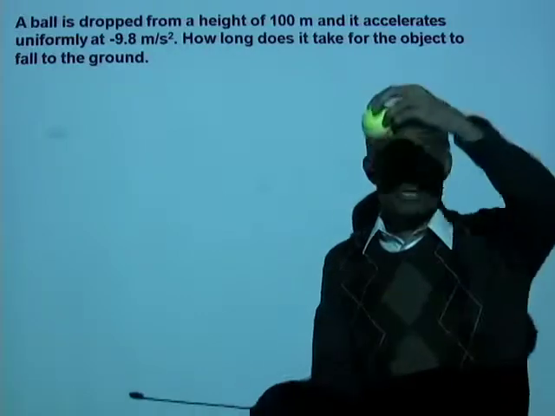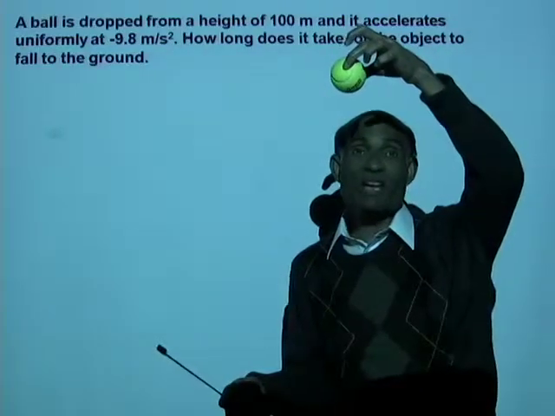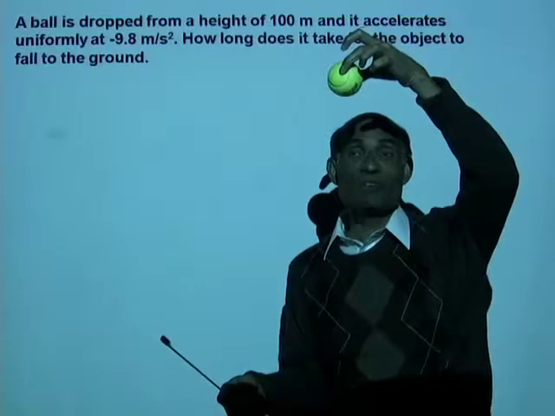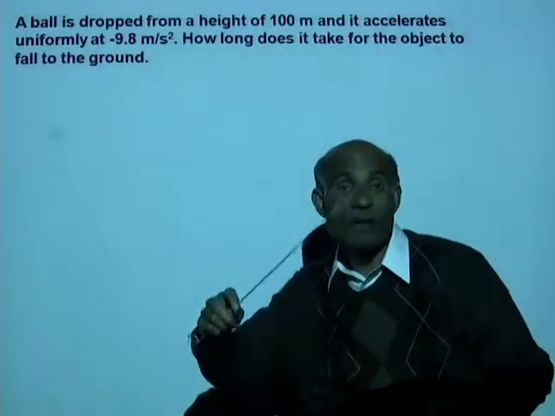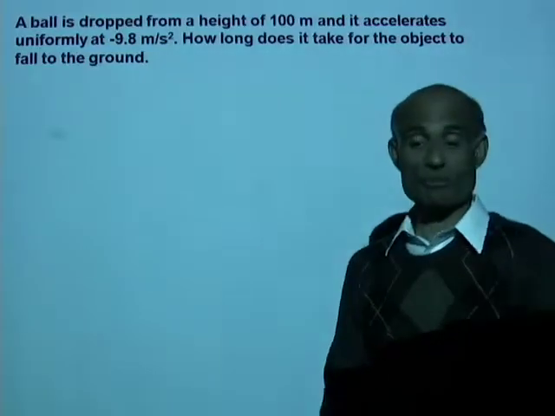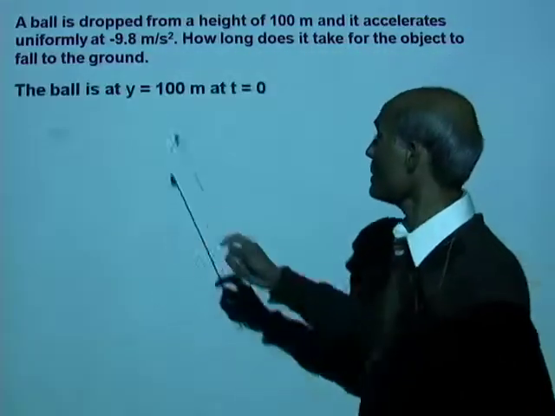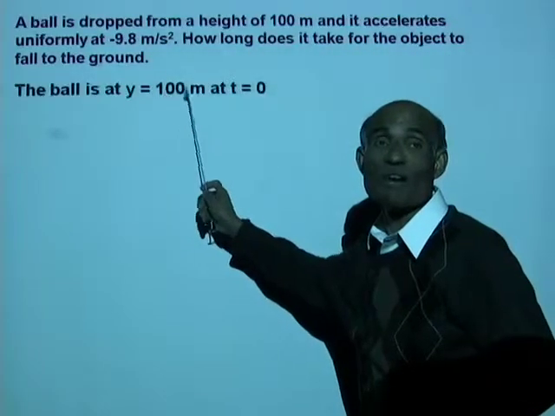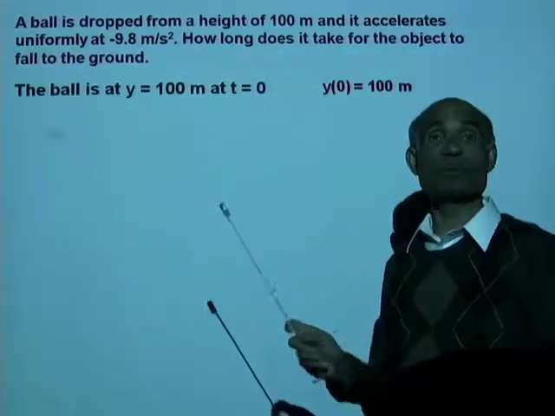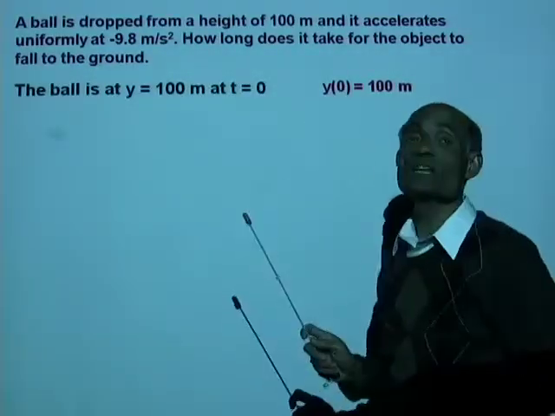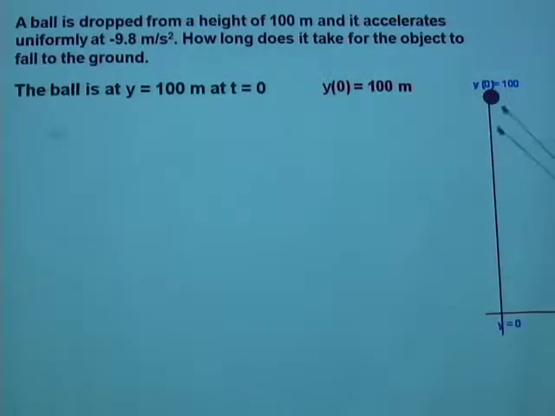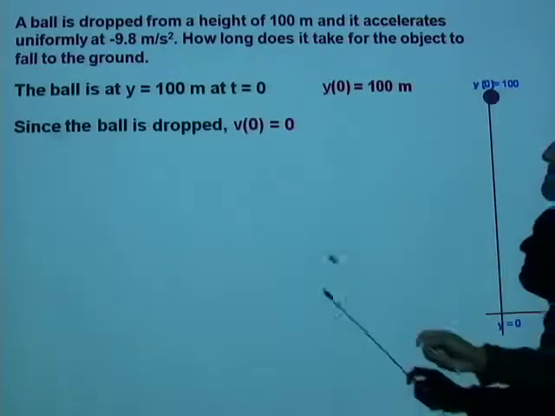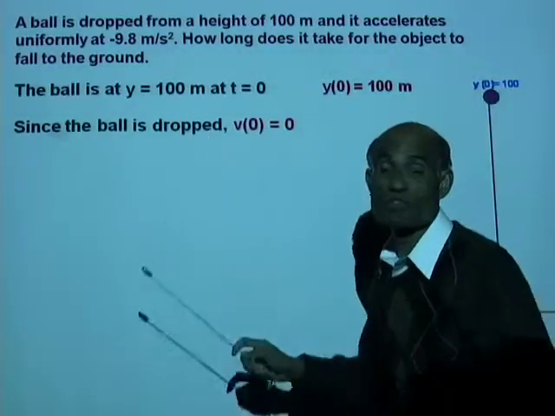You understand that? Initially, the object is at Y equal to 100 meters. And when you drop it, it falls, and we need to find the time taken for that Y to become 0. That is the problem. Okay. The ball is at Y equal to 100 meters at T equal to 0. So we say Y of 0 is 100 meters. Now here's the ball placed at a height of 100 meters, and this is the origin, which is Y equal to 0. Since the ball is dropped, we said the ball is dropped.